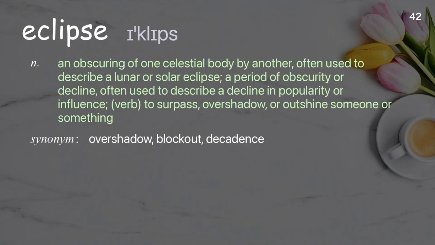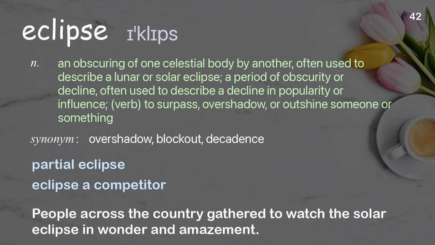Eclipse. An obscuring of one celestial body by another, often used to describe a lunar or solar eclipse, a period of obscurity or decline, often used to describe a decline in popularity or influence, verb, to surpass, overshadow, or outshine someone or something. Examples: partial eclipse, eclipse a competitor. People across the country gathered to watch the solar eclipse in wonder and amazement.